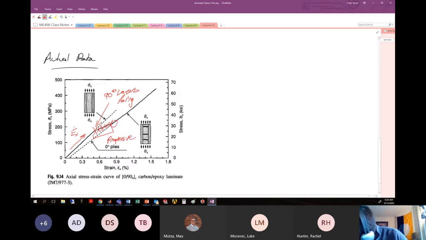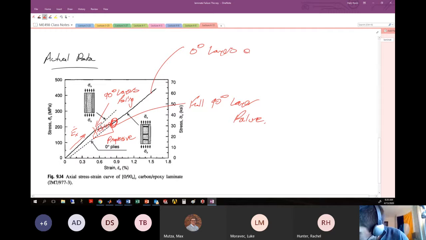So this is progressive here, until at this location, with its full 90-degree layer failure. Then at that point, the 0-degree layers take over. All right, so that's the general idea. So there's this, in actuality, much more progressive type of failure.